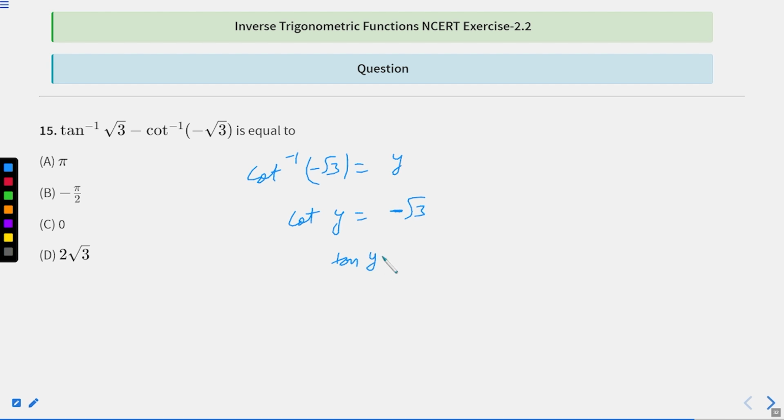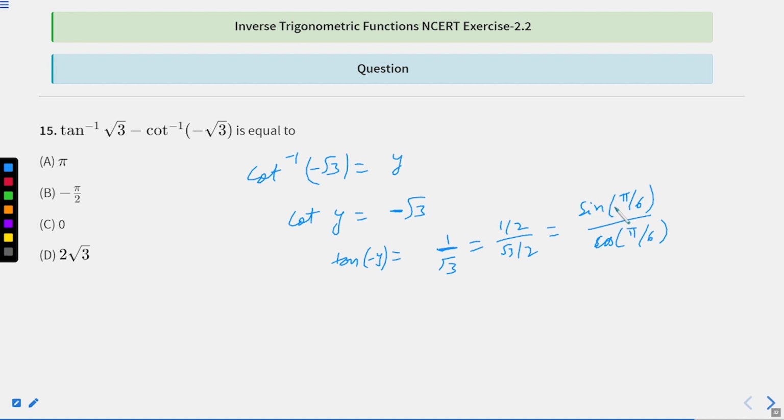This means tan y will be 1 upon minus root 3. This means we can take the minus out, since tan is an odd function. If you see, this is 1 by 2 and root 3 by 2. And this is sine 30, which means pi by 6, and this is cos 30, which is pi by 6.